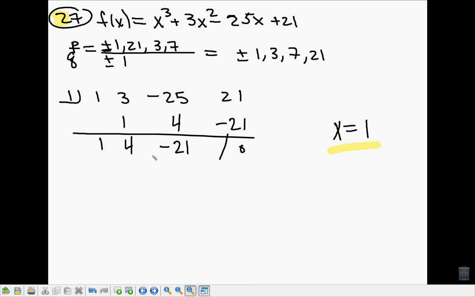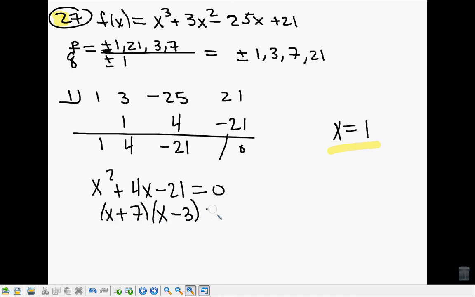Now we need to take the rest of this, x squared plus 4x minus 21, and finish out the problem and see what the rest of our answers are. This is from pre-algebra, okay? So you can factor if it's factorable. You can use your quadratic formula or whatever works to get these answers. So let's see if factoring is going to work here. Let's see. 7 and 3 probably, right? So x plus 7, x minus 3.